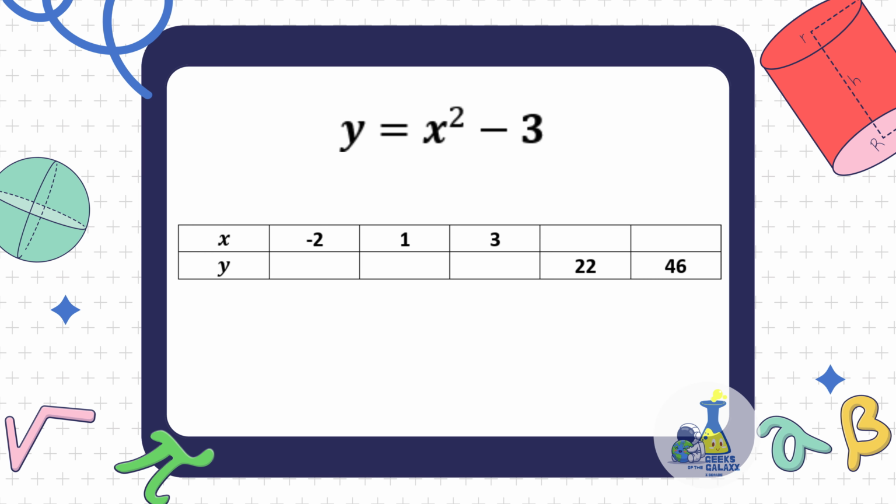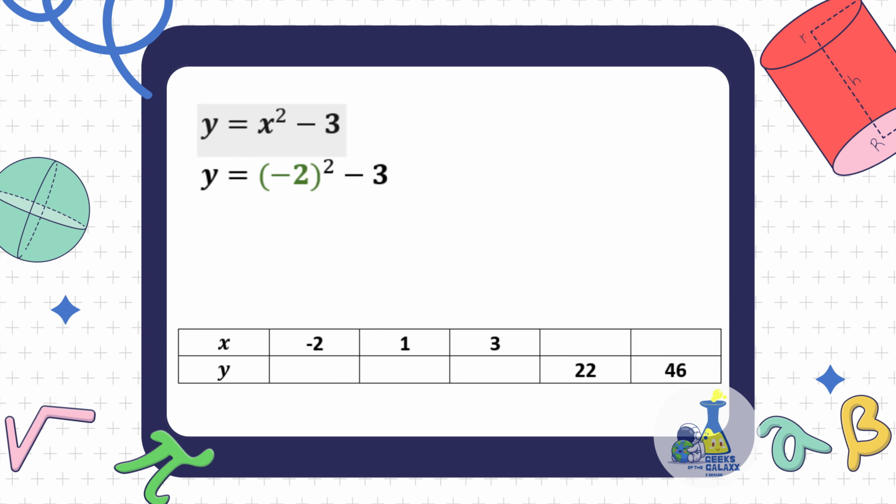You might also find an algebraic equation with exponents or roots. In this example, we have y equals x squared minus 3. We go to our first input value. We have an x value that's given, and we substitute it into the equation just like we did in the previous example. Your equation now reads y equals negative 2 squared minus 3.